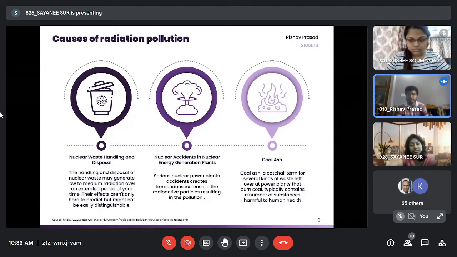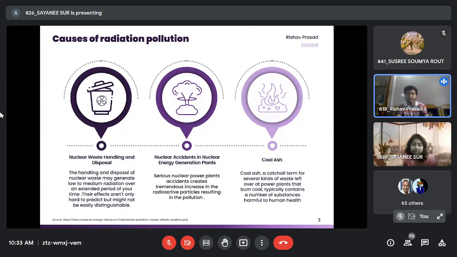Nuclear accidents from nuclear energy generation. Nuclear explosions occur, resulting in a rapid release of energy from a massive speed of nuclear reaction. Serious nuclear power plant accidents create a tremendous increase in radioactive particles, resulting in pollution. The Fukushima nuclear disaster in 2011, the Chernobyl disaster in 1986, the Three Mile Island accident in 1979, and the SL-1 accident in 1961 can be taken as examples.